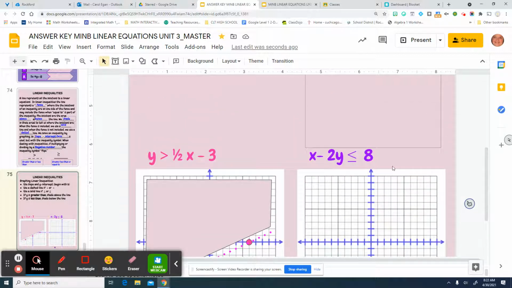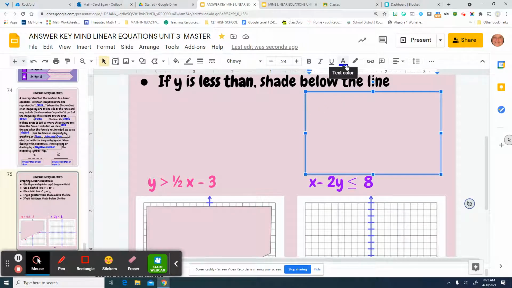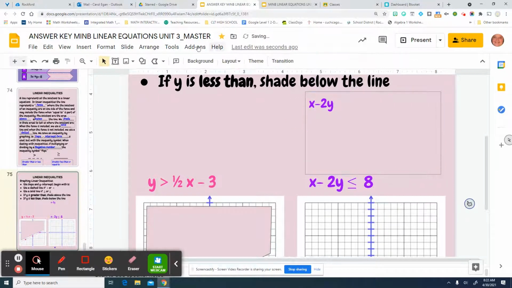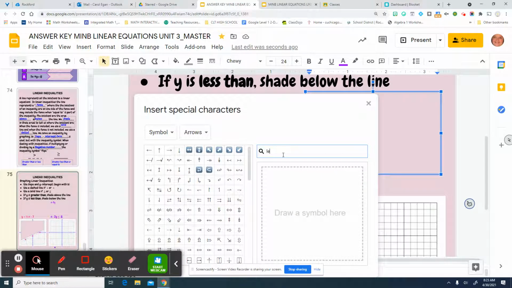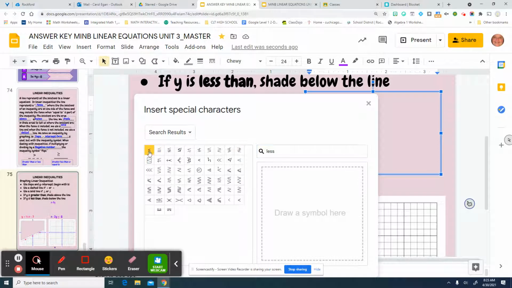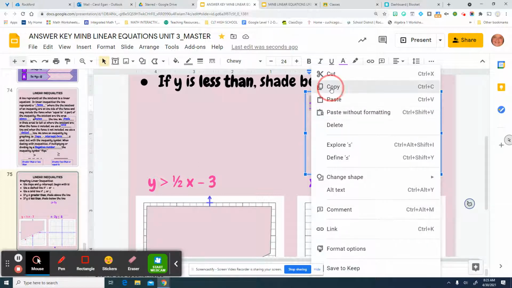Over here, I'm not in slope-intercept form, so I'm going to have to do that first. I'll change this to match the color of the line. So I have x minus 2y. I have to do an insert here. Insert special character, put less, and it'll come up with them. And I just put insert there. Wrong spot though. I'm just going to copy and paste it.